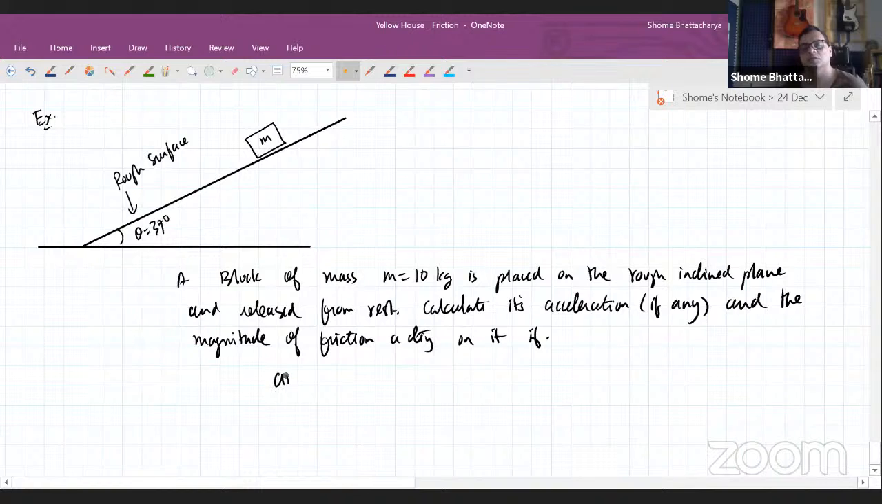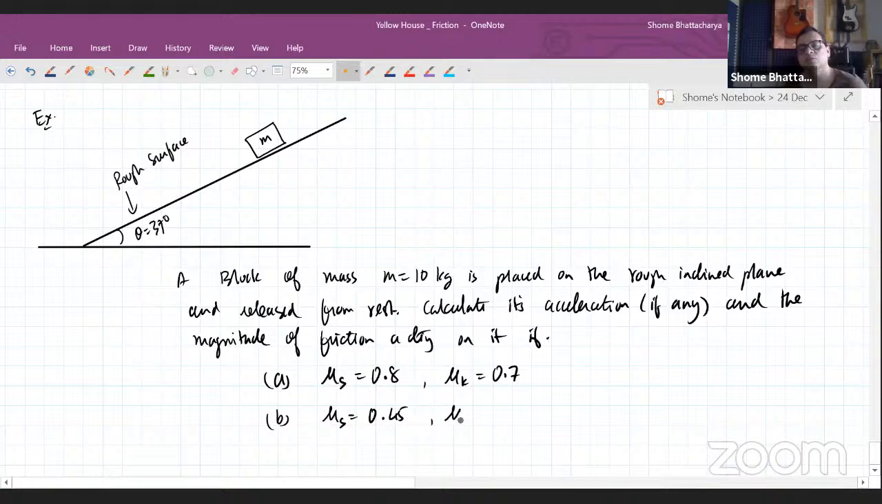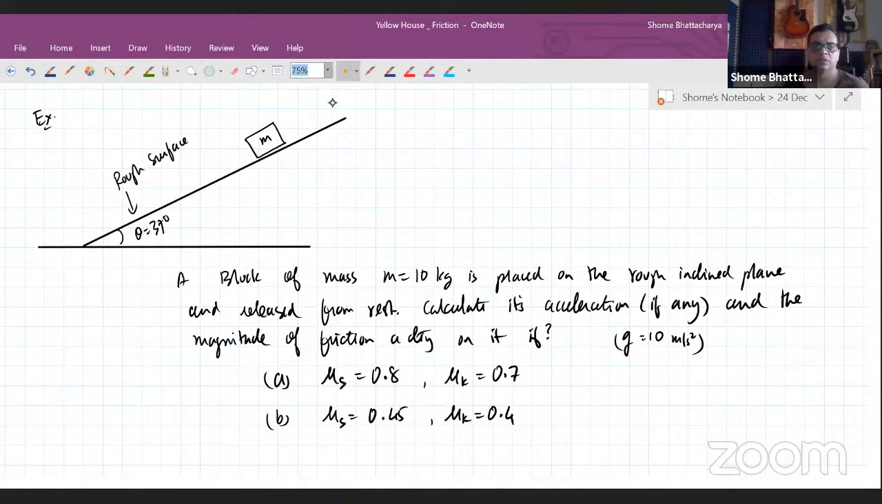If the coefficient of static friction is 0.8 and the coefficient of kinetic friction is 0.7. In the second case, the coefficient of static friction is 0.45 and the coefficient of kinetic friction is 0.4. Take g as 10 meters per second square. So take down the question.